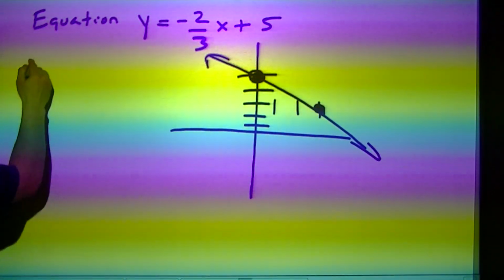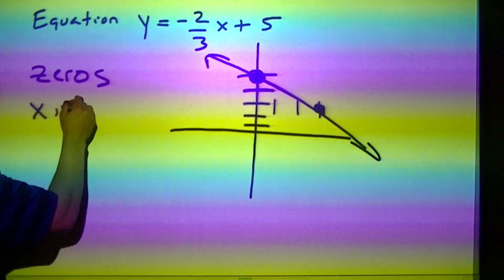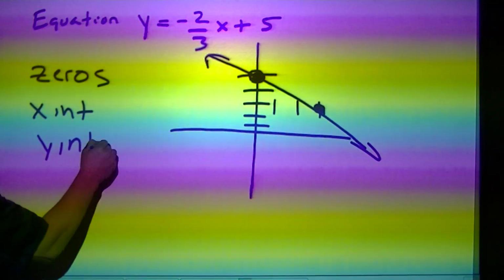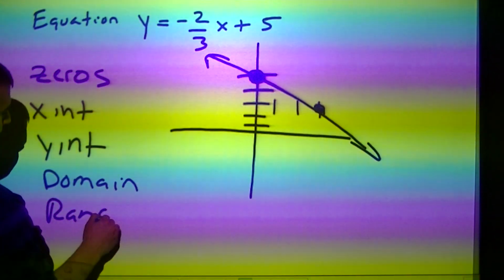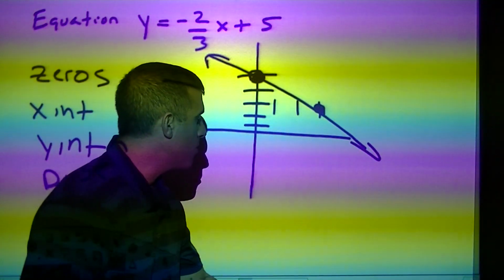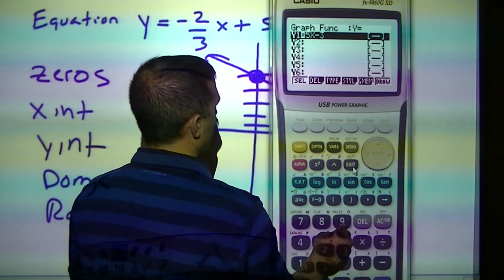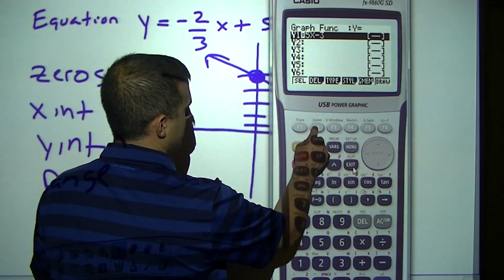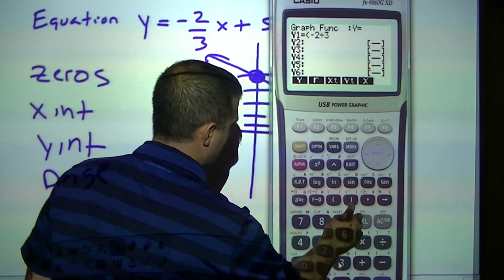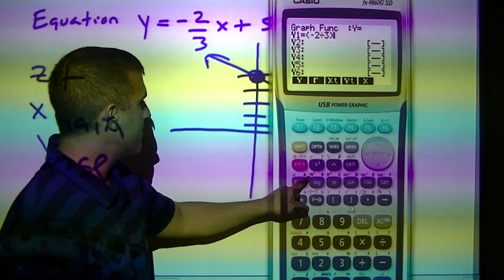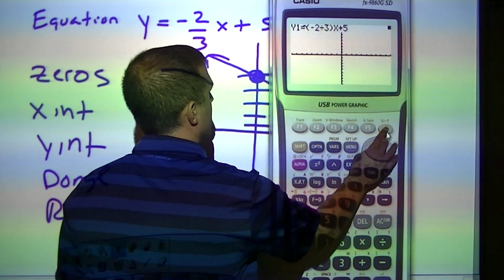Now, I am finding my zeros, my x-intercept, my y-intercept, my domain, and my range. Okay, now, this is one that I can type into the calculator, and you should get accustomed to doing that. So I go back to exit, clear it, delete. Now, negative 2/3, negative 2 divided by 3. Notice where I put the negative. The x goes on the outside of that, plus 5. And I go ahead and I hit execute and I draw.